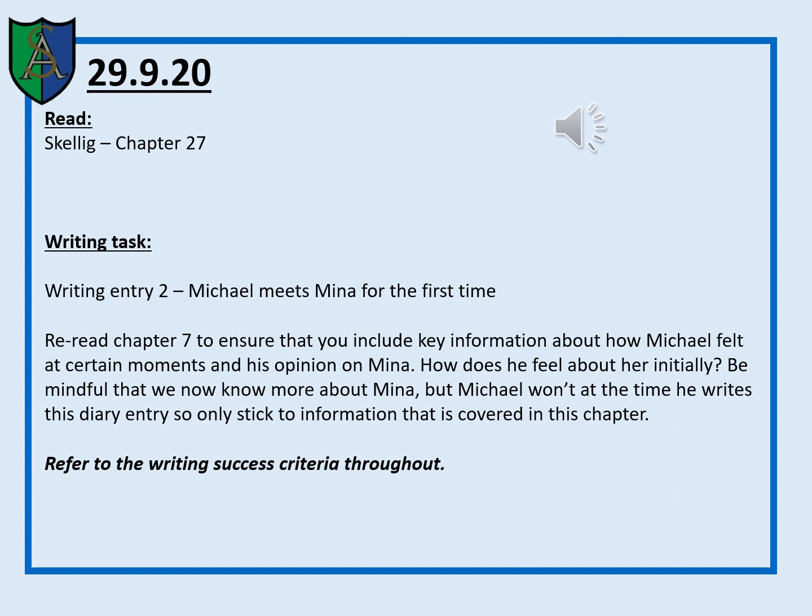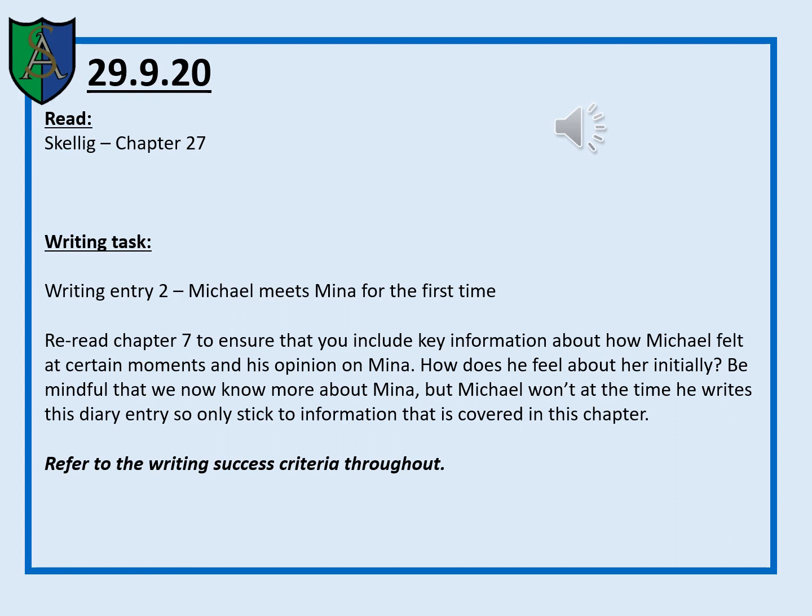So today is our second diary extract. We're going to be focusing on our second extract where Michael meets Mina for the first time. Now, as a reminder, that's chapter 7, so you're going to want to read that again so that you include all the key information about how Michael felt at certain moments and his opinion on Mina, and you're going to want your plan alongside you as well, because hopefully you've gone into detail about that when we planned it all on Friday.